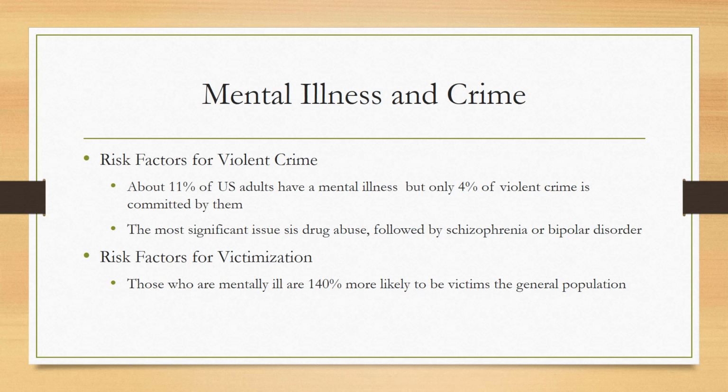Okay? The most significant issue is drug abuse, followed by schizophrenia and bipolar disorders. Those are the ones that we tend to see. Risk factors: if they're not more likely to be the perpetrators, they are more likely, 140% more likely, to be victims. So if we go back to that victimization triangle, you're going to have a perpetrator, a victim, and the opportunity. Being mentally ill makes it more probable that you're a victim.